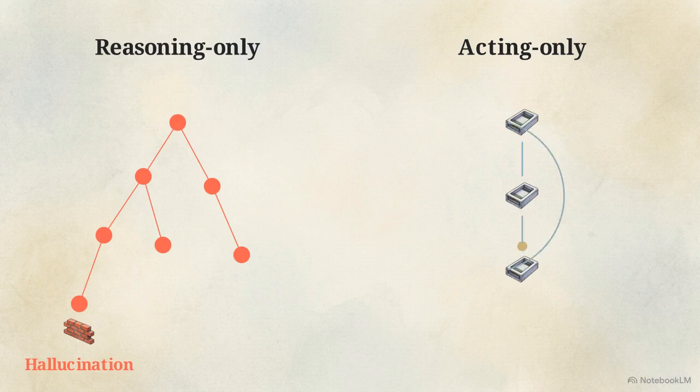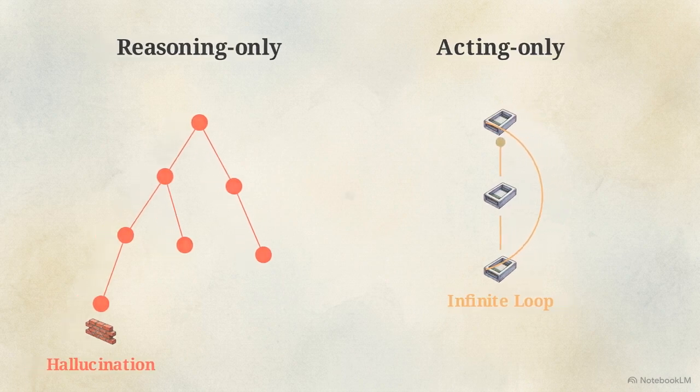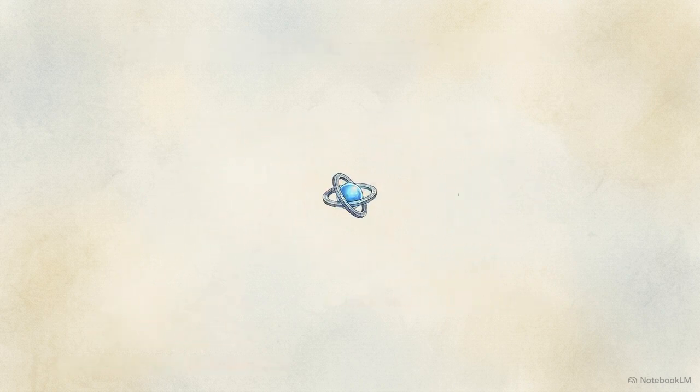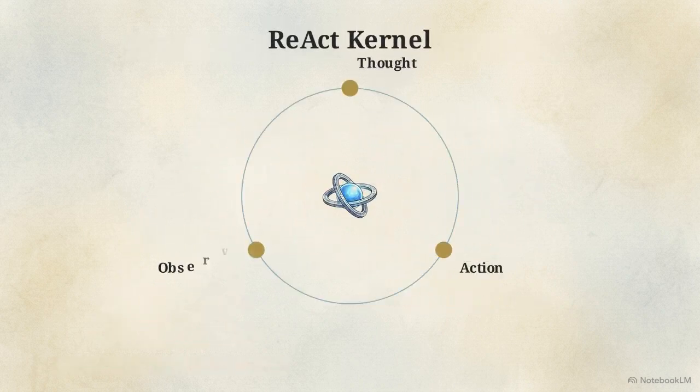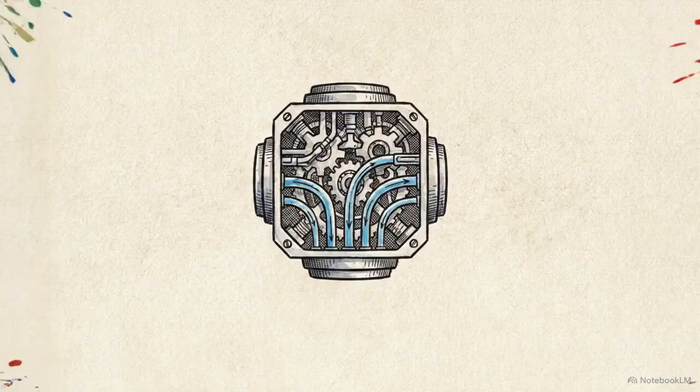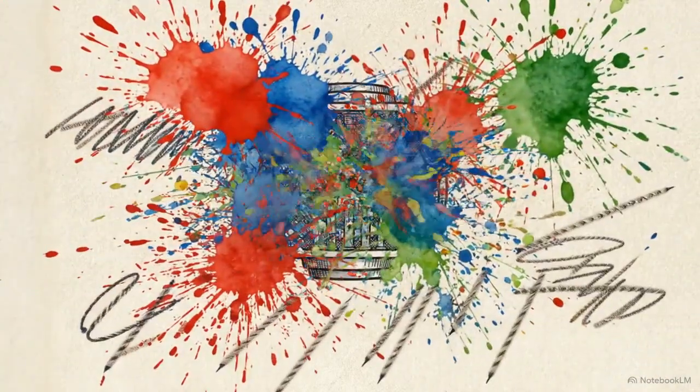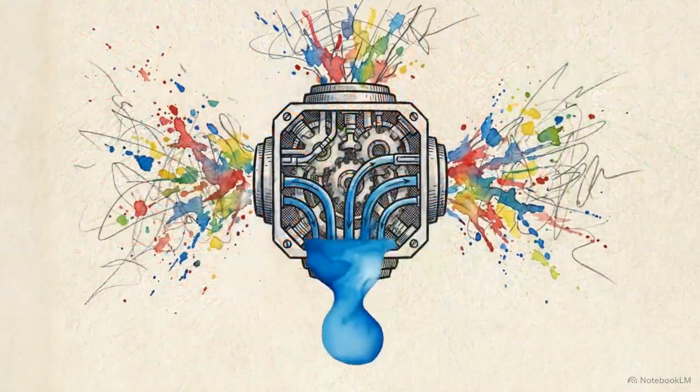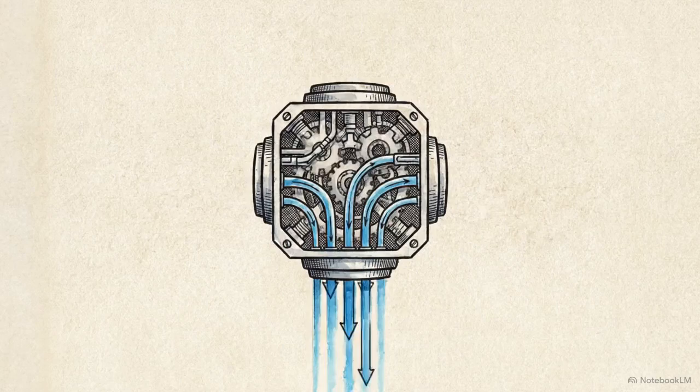Conversely, acting-only architectures, or direct API integrations, face a different failure state. These systems often trigger API calls in endless loops because they cannot evaluate a logical plan. The ReAct framework interleaves these two extremes into a single pathway. It requires the model to formulate a thought before triggering an action, and then observe the result before reasoning again. This kernel is the essential stabilizing mechanism that prevents the system from crashing into infinite loops or confident hallucinations.